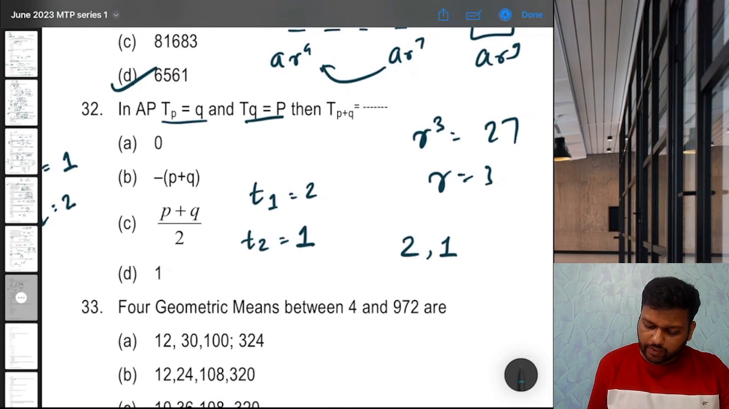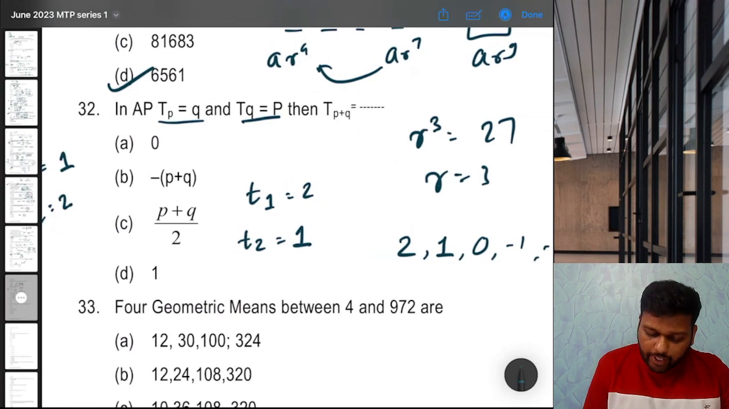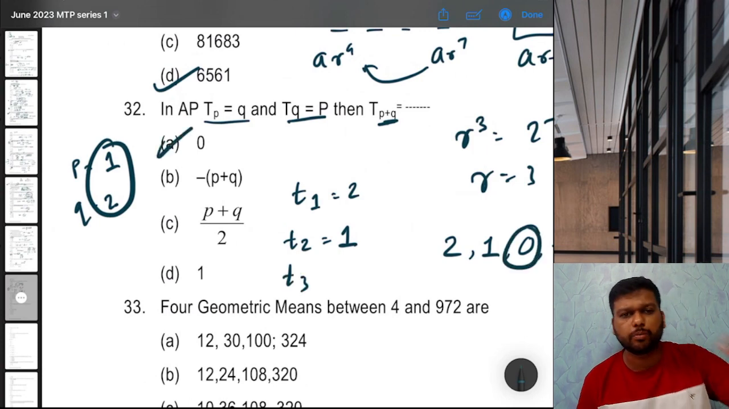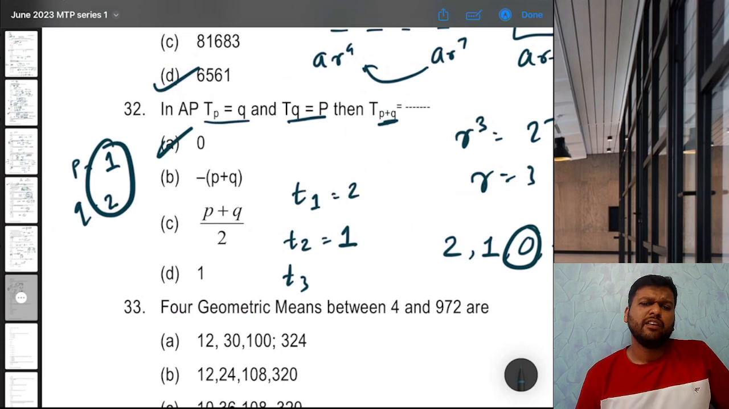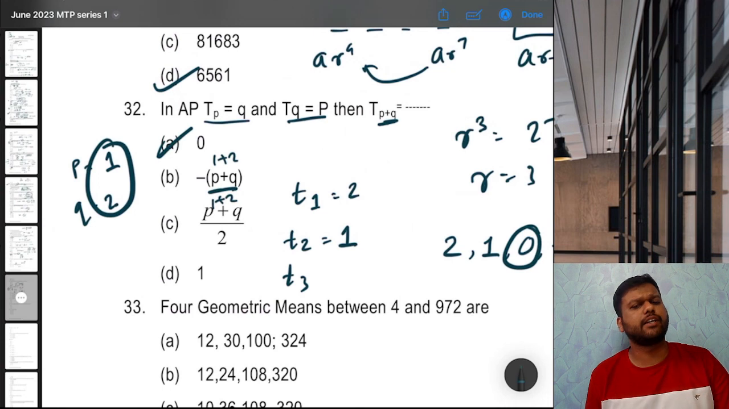So tell me logically, third term will be what? 2, 1. So 0, minus 1, minus 2 and so on, right? Fine. We want T of P plus Q. What is P plus Q? 3. That means we want T3. So T3 is 0, we know. So 0 is the correct answer, option A. You should ideally put this in all other options also. P plus Q is what? 1 plus 2. Minus 3 is not correct. 1 plus 2, 3 by 2 is also not correct. So A is the correct answer.